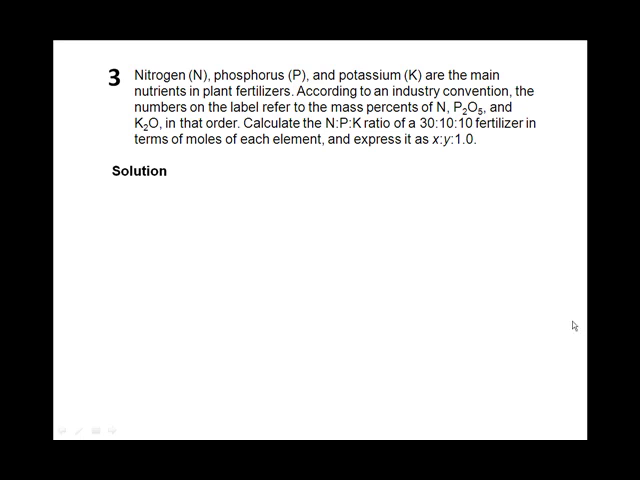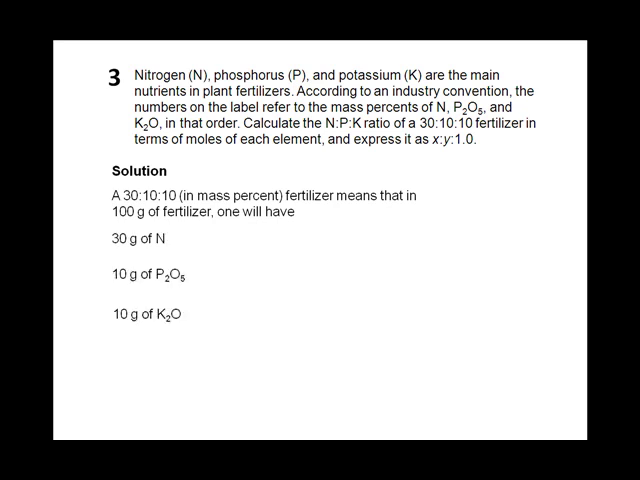We are given the mass percent of the fertilizer, and you are told this: a 30:10:10 fertilizer means that in 100 grams of fertilizer, one will have 30 grams of nitrogen, 10 grams of P2O5, and 10 grams of K2O. This is similar to the empirical formula type of questions. What is the next step then?